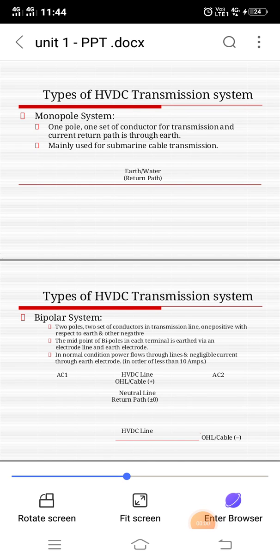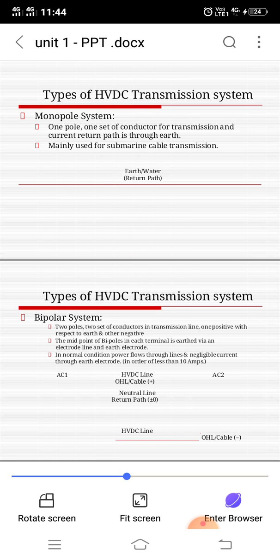Let us see types of HVDC transmission system. There are three types of DC link: one is monopolar system, bipolar system, and back-to-back connection. Come, let's go with monopolar system.